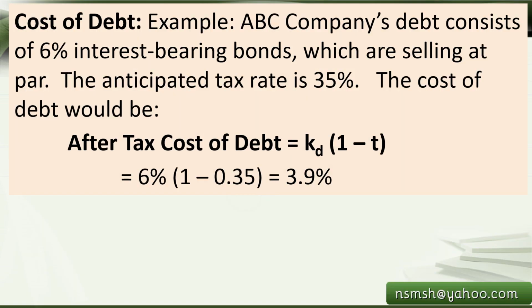So, cost of debt example. ABC company's debt consists of 6% interest bearing bonds which are selling at par. The anticipated tax rate is 35%. So the cost of debt can be calculated like 6% multiplied by 1 minus 0.35, which becomes 0.65. So when you multiply that, it will become 3.9%. This is the way that we calculate cost of debt.